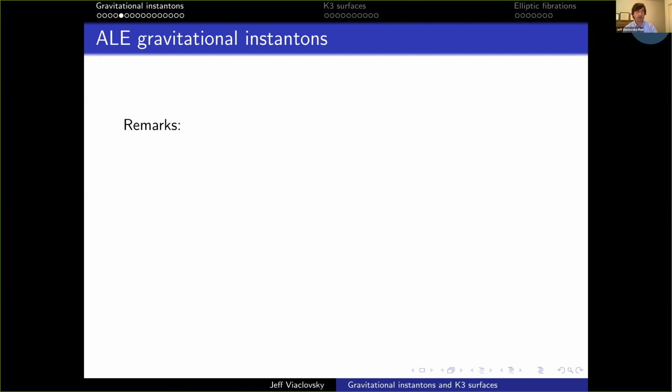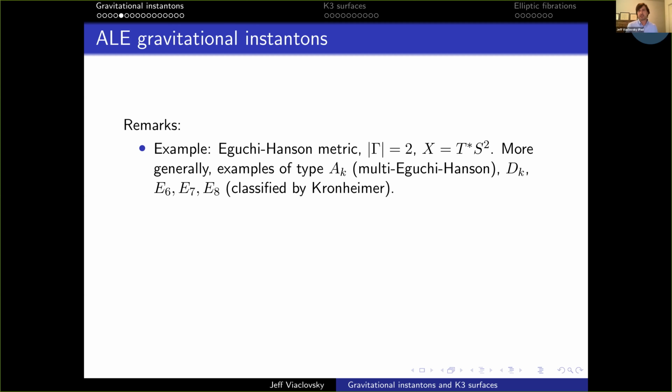Let me make some remarks on these. There are lots of examples. The most basic one is the Gibbons-Hawking metric, where the order of the group is 2, and it's the total space of the cotangent bundle of S2. More generally, there are examples of type AK. These are known as multi-Eguchi-Hanson metrics, and there are also the DK, E6, E7, and E8 spaces, which have been classified by Kronheimer.